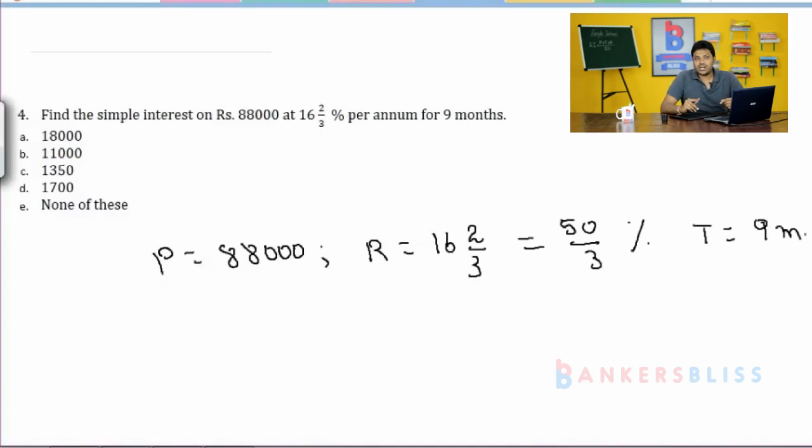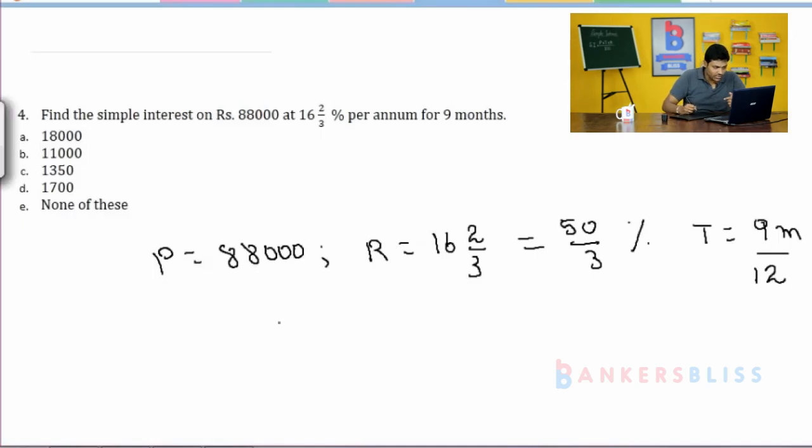In the introduction part itself, I had told you, if the time period is for months or for days, you have to convert these things into years. So 9 months, if you want to convert this into years, means 9 months divided by 12. So per year 12 months are there, so 9 months divided by 12. So go with the formula.